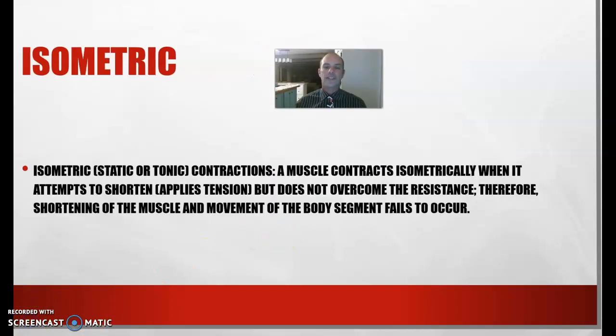Okay, here's one called isometric. An isometric's definition is a muscle contracts isometrically when it attempts to shorten, when tension is applied, but does not overcome the resistance. Therefore, shortening of the muscle and movement of the body segment doesn't occur. Here's an example. You've got something in your hands and they're at your side. You're trying to curl them.